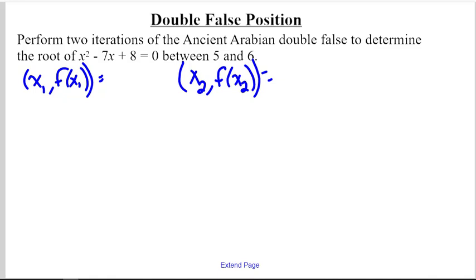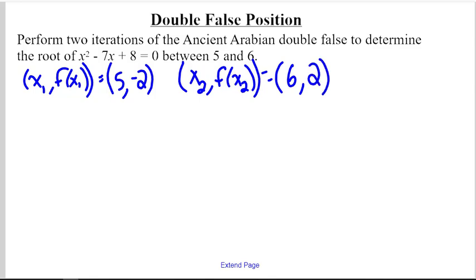All right, so the first thing I have to do if I'm going to use double false position is take the two boundaries, 5 and 6, substitute them into the formula that I'm given, and find its corresponding y value. So in the first one, if I have that my x is 5, and I've substituted that in everywhere, I'll get that its corresponding value is -2. And if I substitute in 6, I'll get that its corresponding y value is +2.